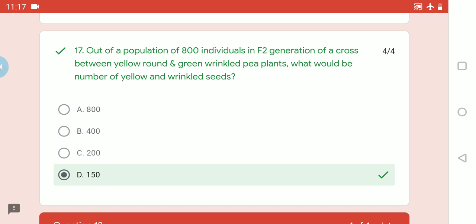So that means capital R, capital Y, small y will be the heterozygous condition. And what they have given, if they cross with green wrinkle, is nothing but small r, small y. Okay, but they just interchanged. Small r instead of that one in the earlier green they have mentioned, then you should write down small y. So that's it. What would be the number of the yellow wrinkled? So they are asking yellow wrinkled.